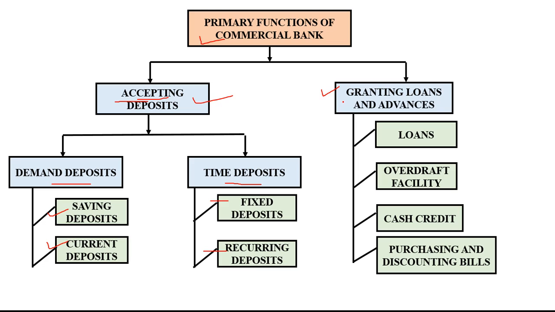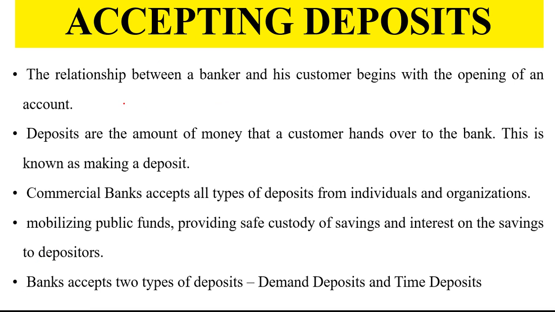Next is granting loans and advances. Under granting loans and advances, the bank provides loans, overdraft facility, cash credit, and purchasing and discounting of bills. We are going to see this in detail. First, we'll see accepting deposits.